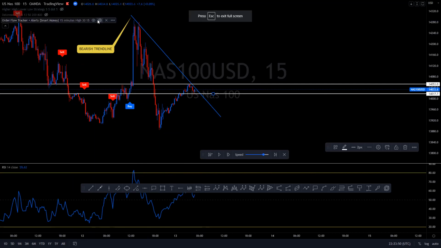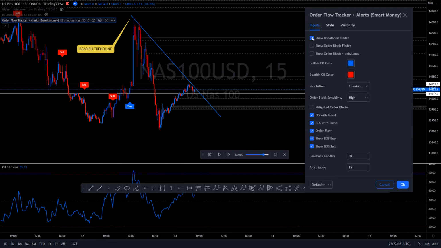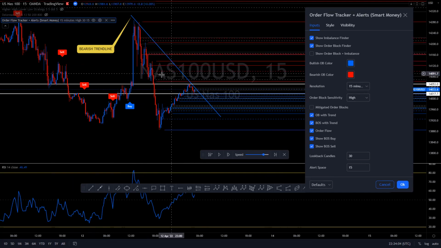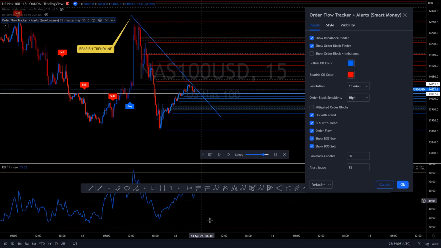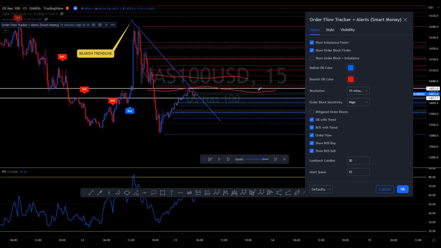But at this point, I turn on my order block indicator, okay? First thing I'm looking for is the imbalance. So turn on the imbalance finder, and then of course the order block finder. We see a most recent order block here that made price go all the way down. So this created a huge imbalance gap. So they came back and mitigated all the way up until this point.